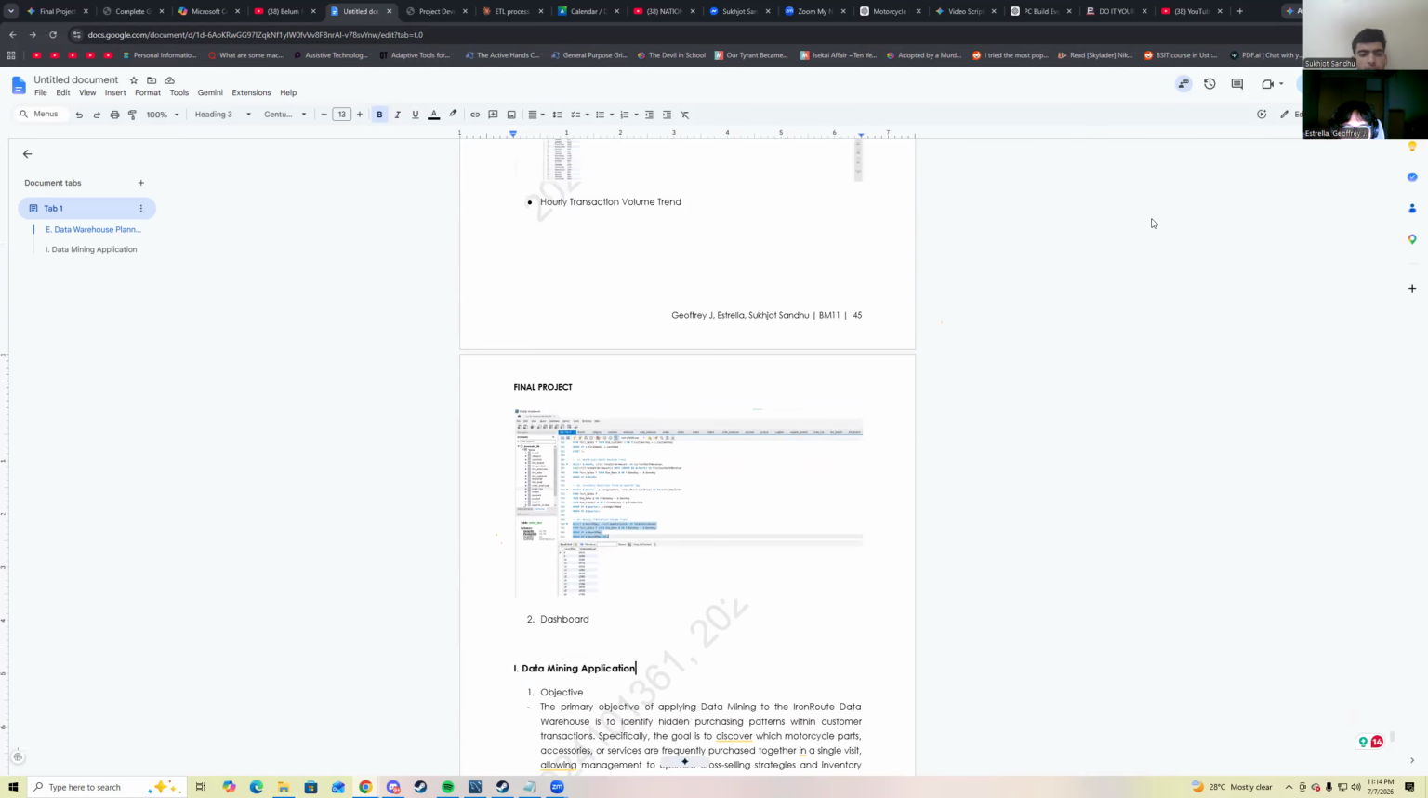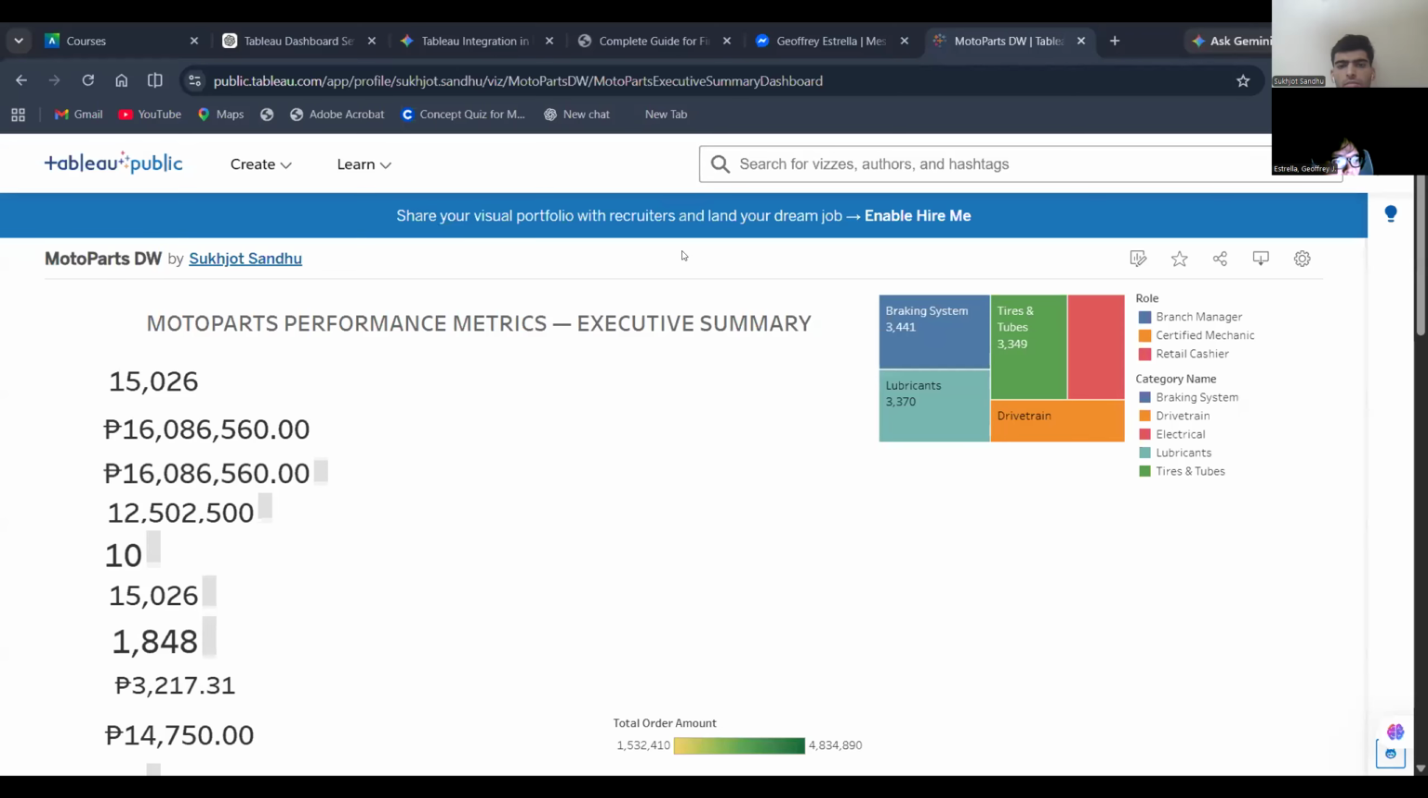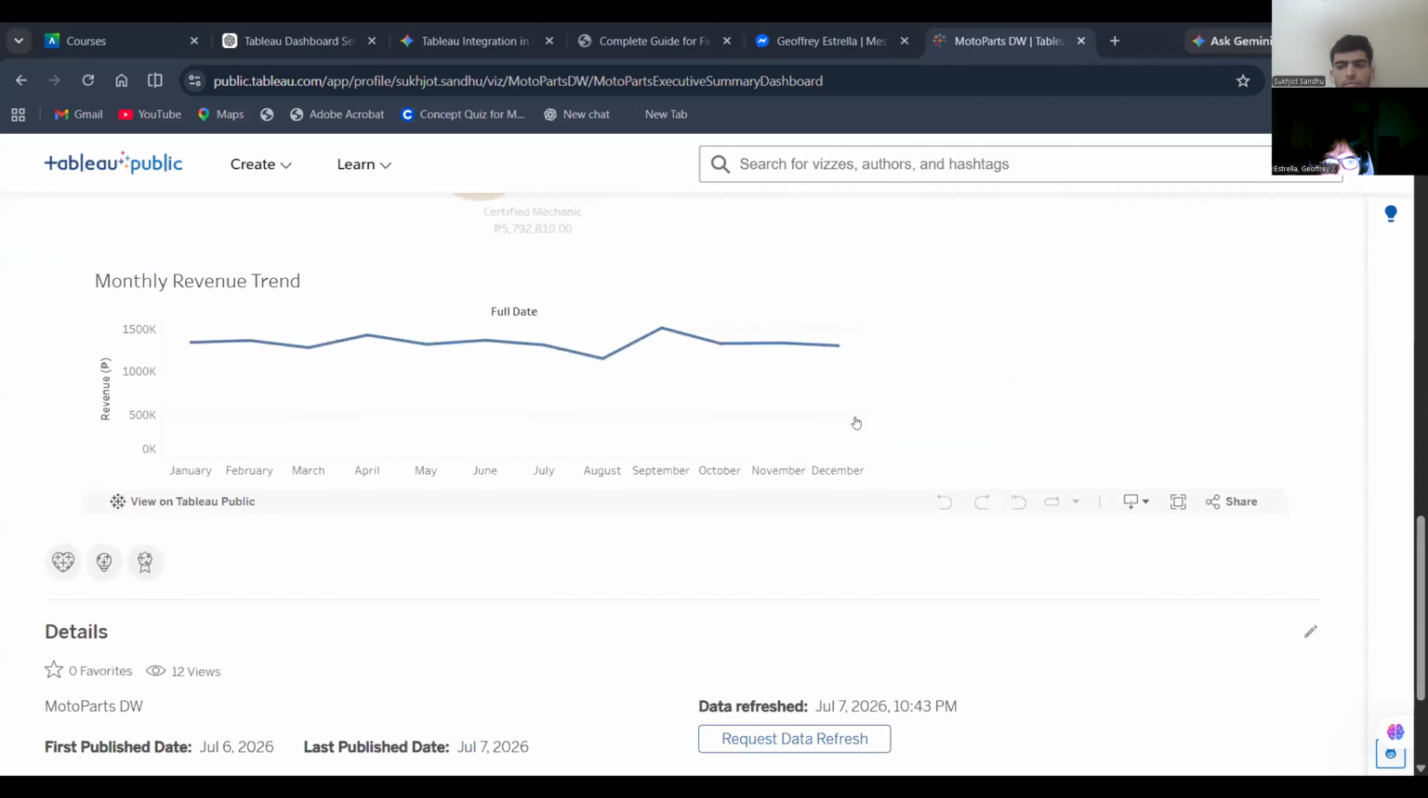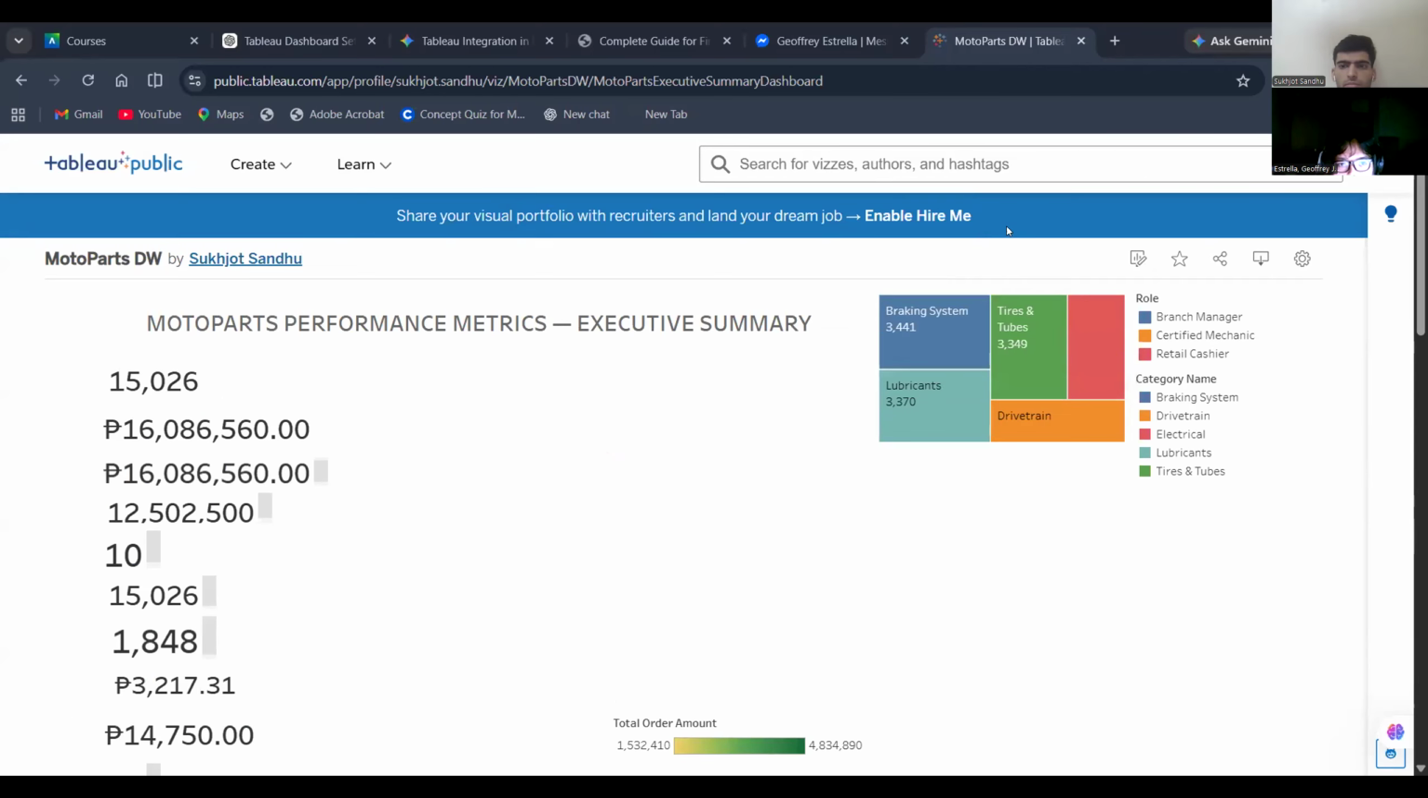Thank you very much, Geoffrey Estrella. Could you please share your screen so we can see the dashboard? Kita screen ko. Yeah, your screen is visible. Okay.